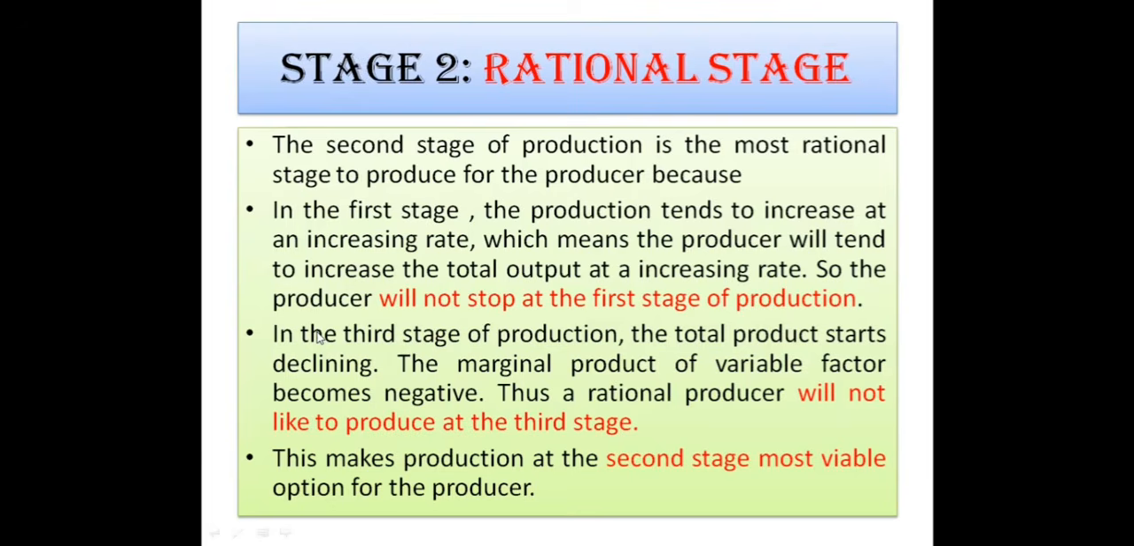And in the third stage, as we have discussed, marginal product is negative, total product is declining, and average product is declining. So a rational producer will not like to produce at this stage. So the first stage is irrational, the third stage is irrational. So which stage remains? The second stage. So production at the second stage is the most viable option for the producer. So this is the reason why stage 2 is considered the rational stage of production.